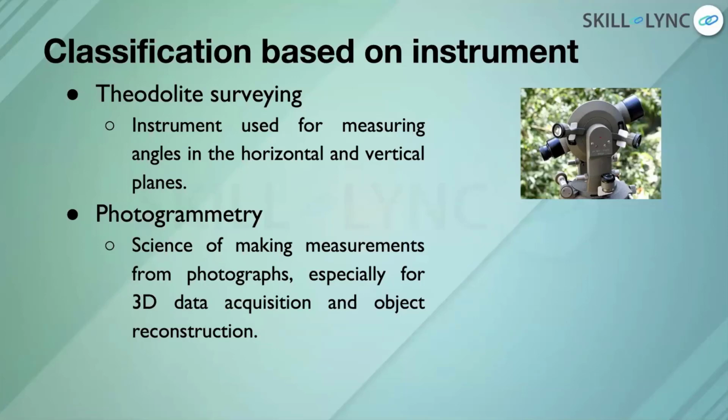The next one is photogrammetry. Photogrammetry is an interesting type of surveying. This is again of two types: aerial photogrammetry or terrestrial. As the name suggests, it involves taking photos of land features which contain natural features or man-made features like buildings, bridges, etc. And using those photos, you reconstruct the image using software.